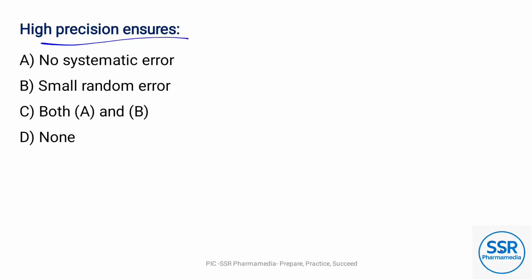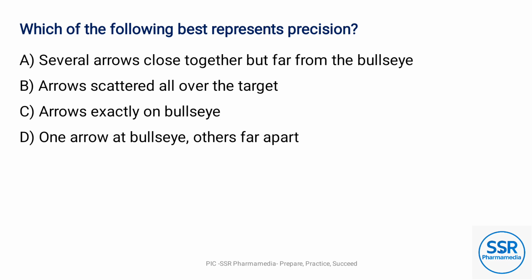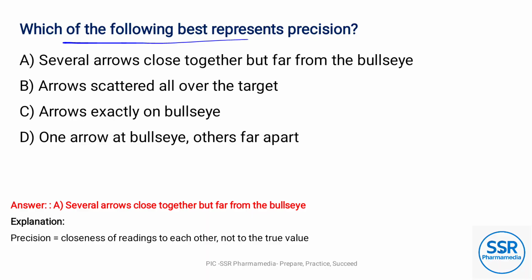High precision ensures, so the answer is option B, small random error. So precision indicates reduced variability due to random errors. Which of the following best represents precision? So the answer is option A, several arrows close together but far from the bullseye. So precision means closeness of the readings to each other. That means repeated values, not the true value. So closeness to each value, not to the true value.